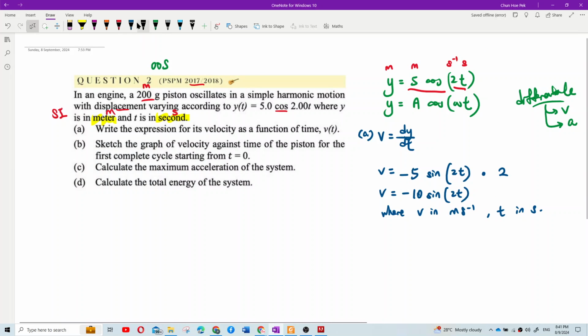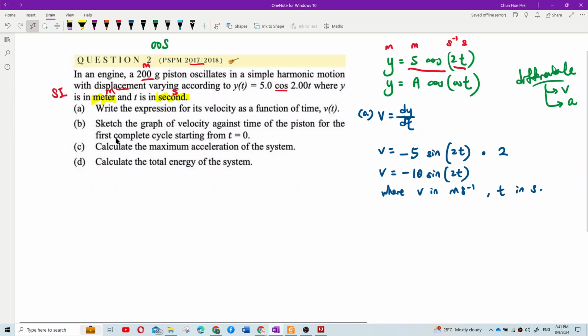So question B: sketch the velocity versus time graph for the first complete circle. Dia nak one complete circle saja, ya. Dia nak velocity versus time graph, according to this formula, this expression. So let's draw it.